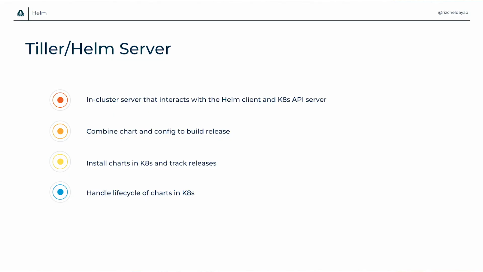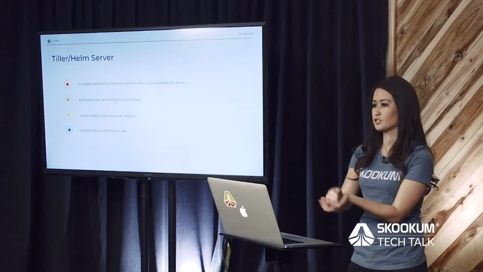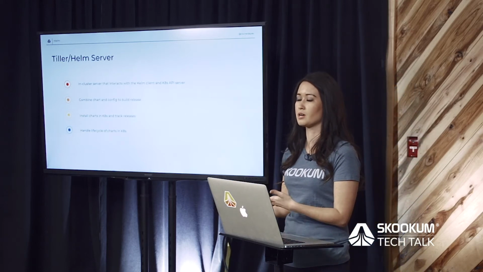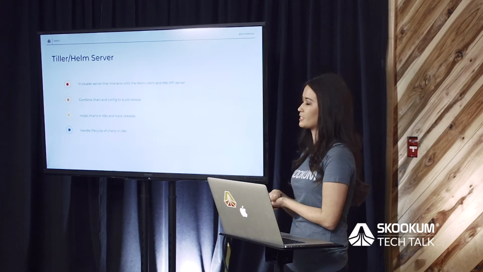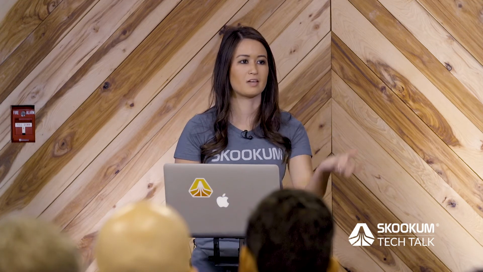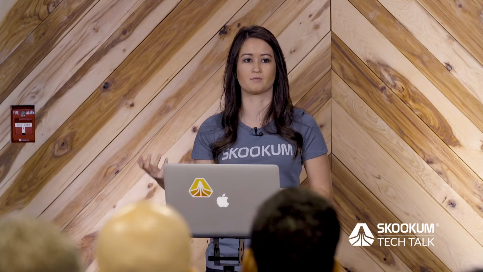And then you have your tiller, or the Helm server, and this sits between your Helm client and your Kubernetes API server. Your Helm client, you're going to run some sort of command, it's going to go to your server, and then your server is going to take that command and go to the Kubernetes API server and say, this is what I want to do, make these changes on my Kubernetes cluster. This is what combines the chart and the configuration to build a release. Once you have that chart and you've set up the configuration, it's going to take those two, put them together, and then build that release and get it up and running on your cluster.